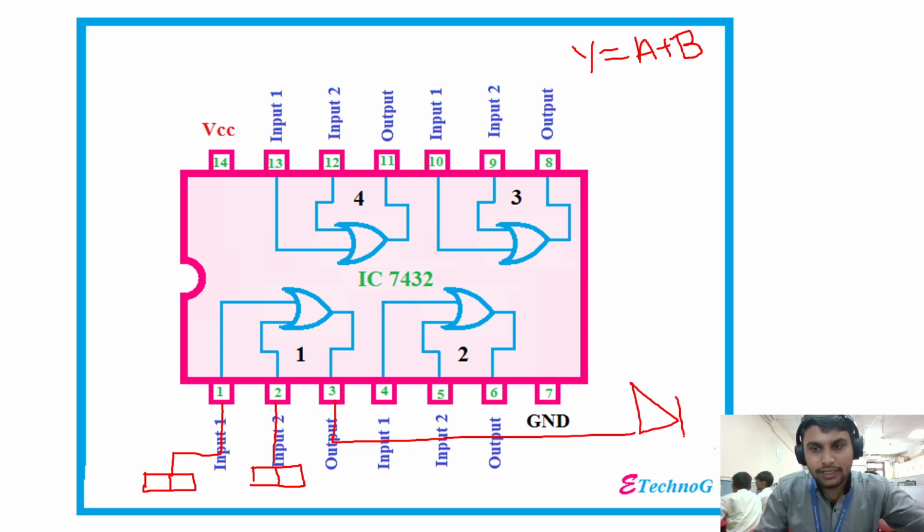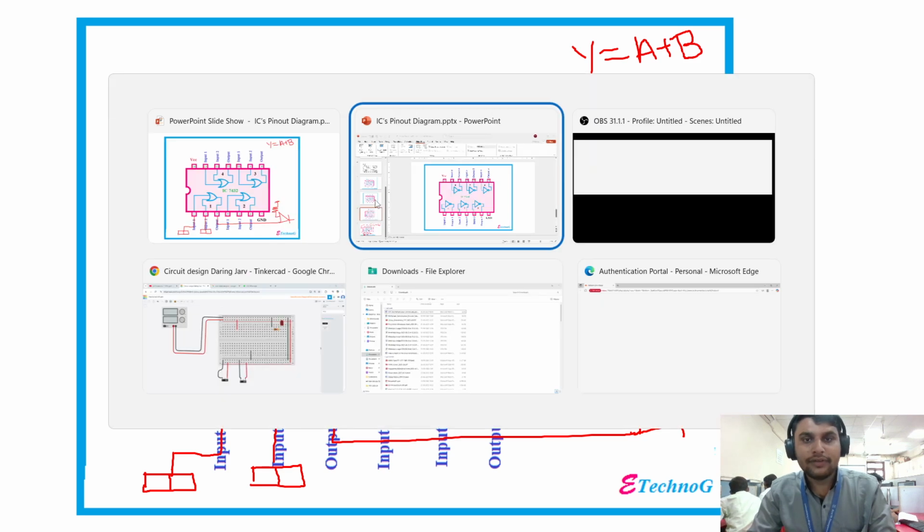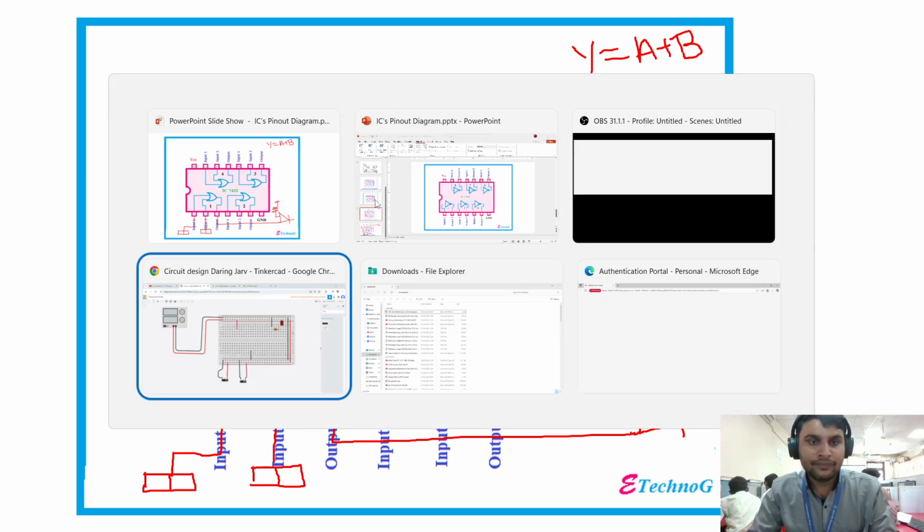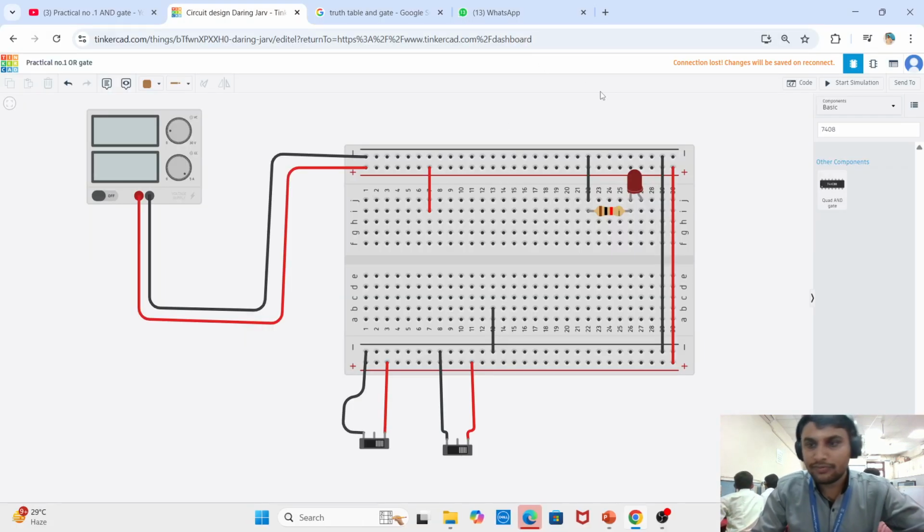The output, pin number three, goes to the anode terminal of the LED. We know that an LED has two terminals. The first one is the anode, which is basically the positive, where we use the output signal. The second one is the cathode, which we connect via a resistor to the ground. This is the overview of how we connect and verify the truth table of the OR gate. Let's verify it in the Tinkercad dashboard.